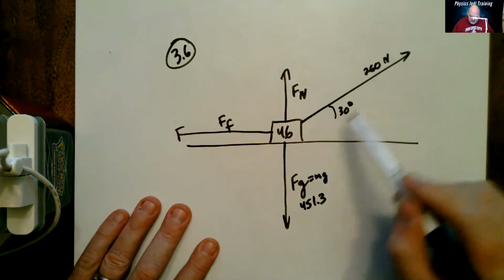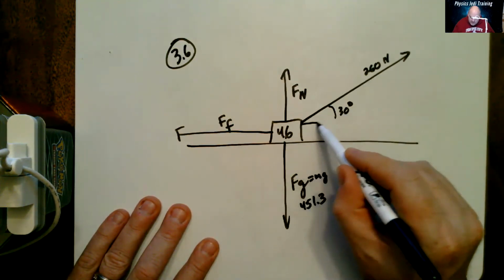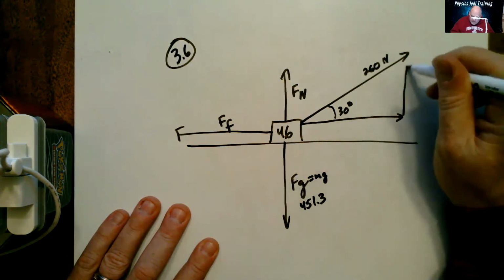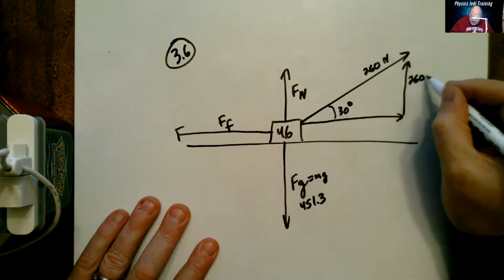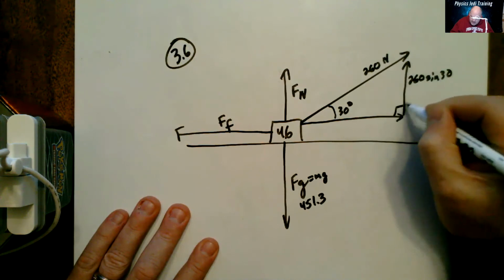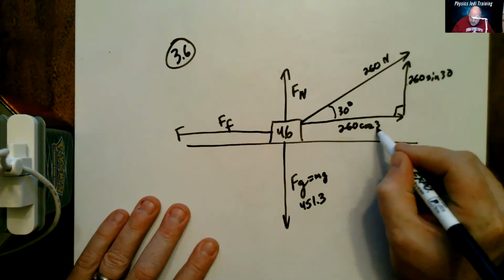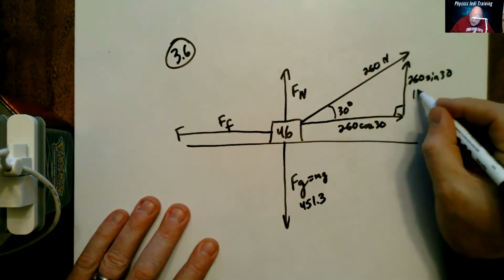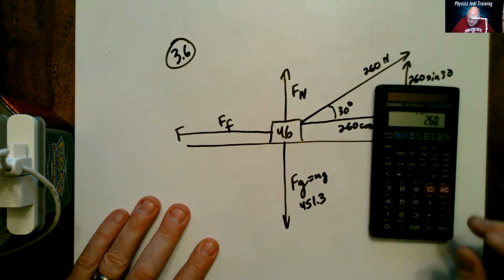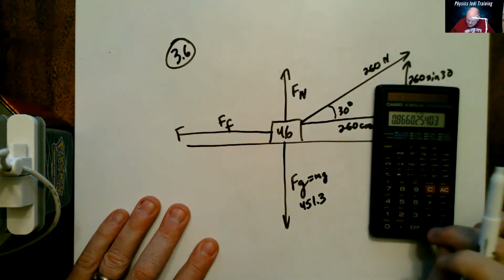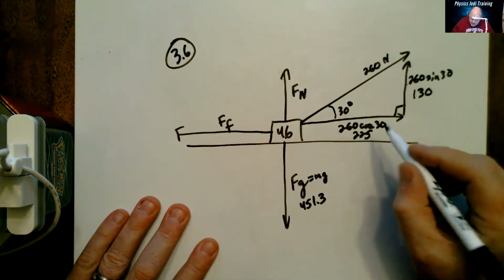This force is not perpendicular or parallel. If you remember from our FBDs, we need to take this and resolve it into something going parallel and something going perpendicular. And so this side over here would be 260 times the sine of 30, because it's the opposite side of the angle. And this would be 260 times the cosine of 30. And I can figure them out. This is easy. This is 130, half of 260. And then also 260 times cosine 30 equals 225. So this one is 225 newtons. Okay.